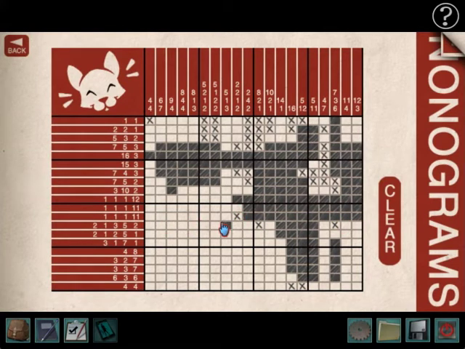So 1, 1, and 1 have to fit in here, and we don't really have enough information for that, and I almost hit that clear button. That would have been really bad. Thankfully, I did save my game between the breaks, which does help.